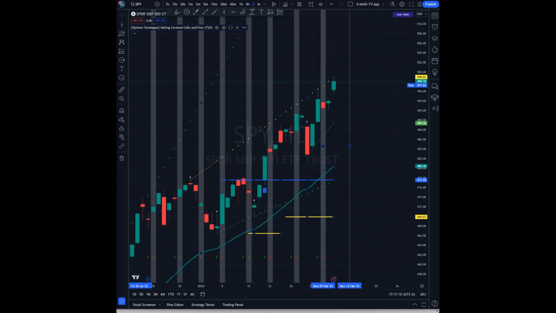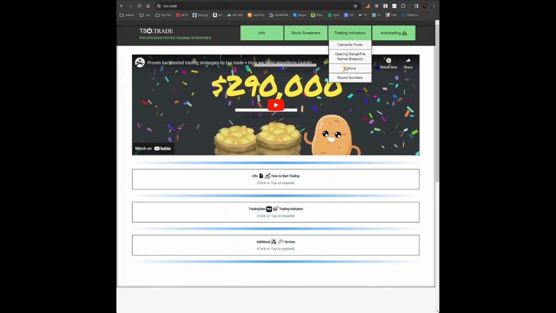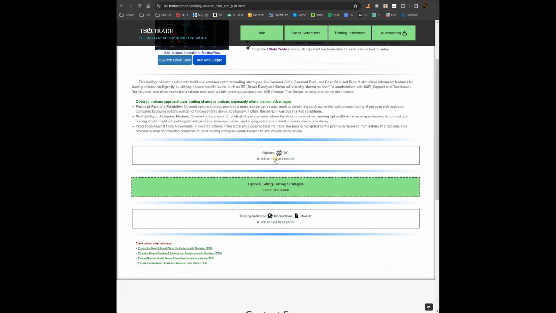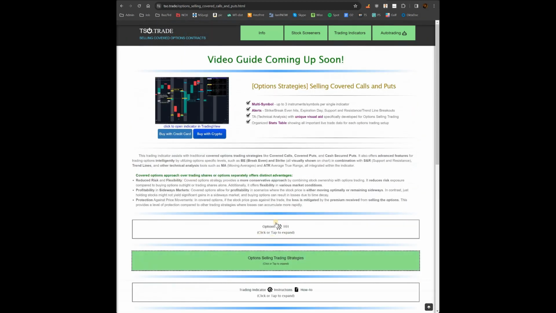Before anything, let me go real quick over what options are. I put together a whole section explaining how options work, what they are, and how people trade them. You can find it all at TSO.trade, options trading indicator. On there it simply explains the advantages of trading covered options versus simply trading stocks or simply options.